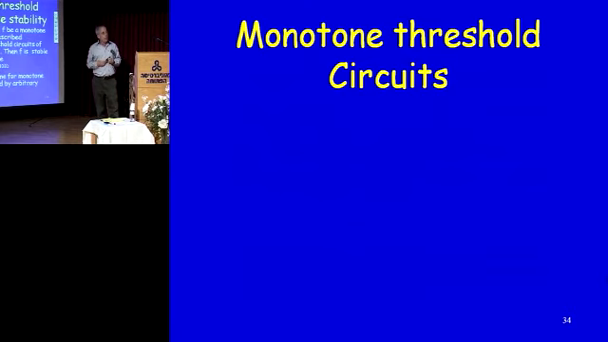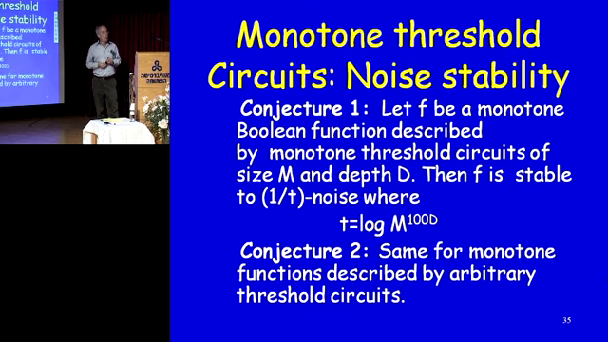Here are two conjectures. The first conjecture says, if you have a monotone Boolean function described by monotone threshold circuits of size m and depth d, then f is stable to noise, well, not to a constant, but to noise which is of size 1 over (log m)^(100d).